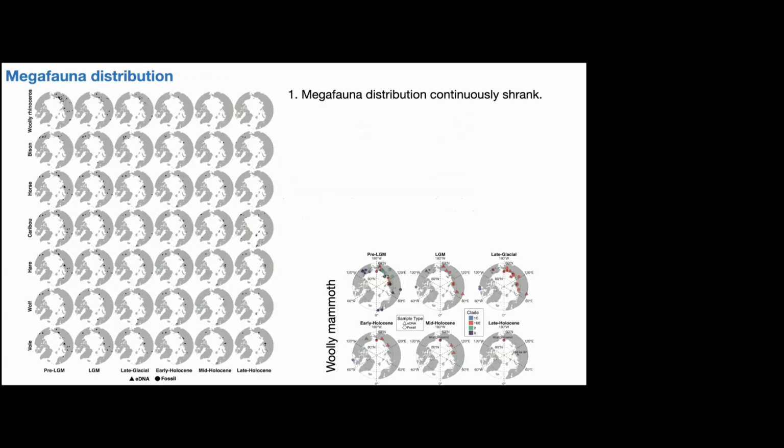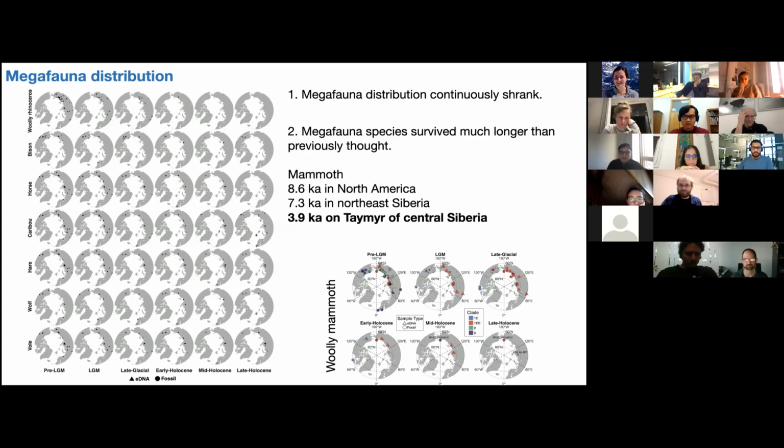So for the megafauna distribution, we combined our eDNA-identified megafauna data sites with a huge fossil megafauna database to reconstruct the distribution map of different megafauna species in the Arctic. What we found first is that basically all the species of megafauna, their distribution range continuously shrinks along the timeline. And we found many late survivals of megafauna species.